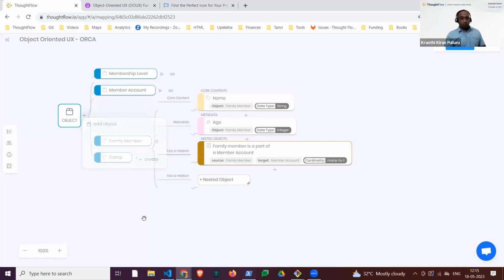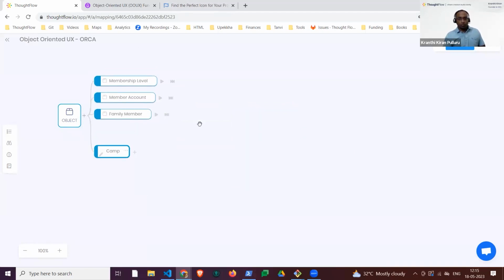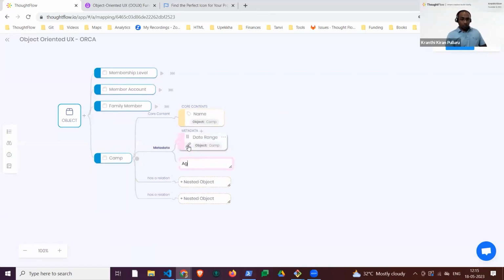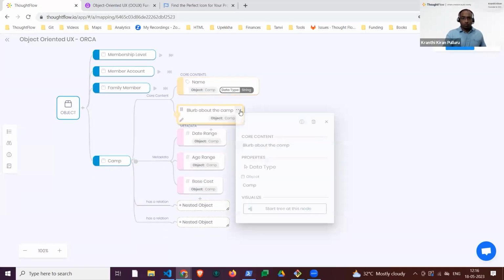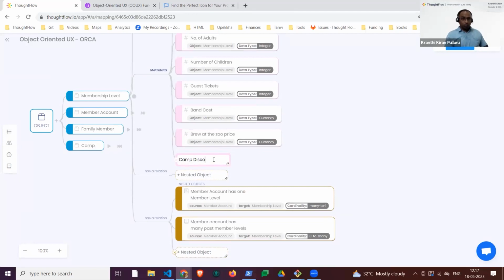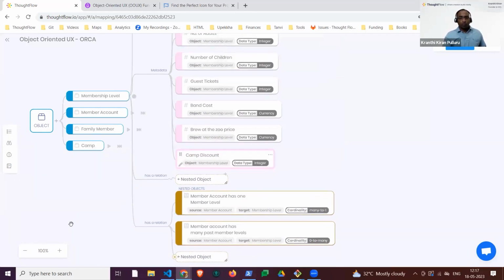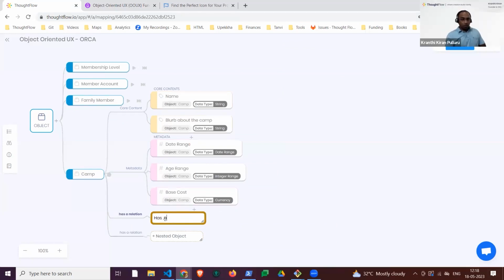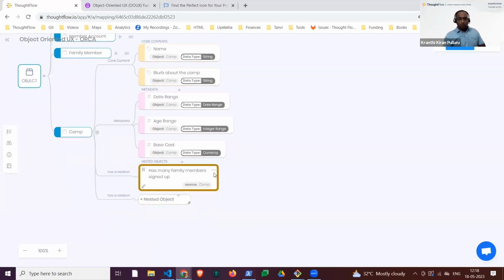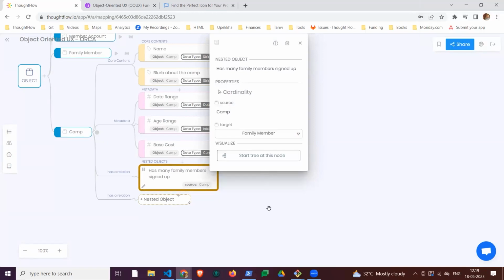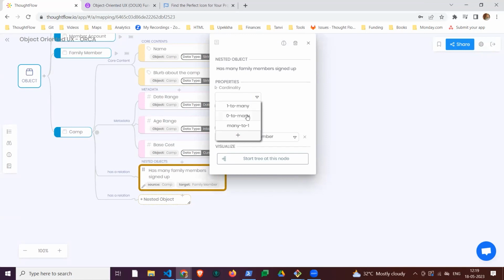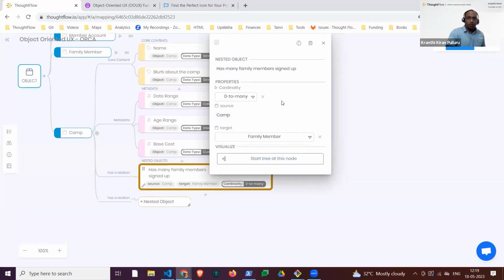And now we can add the camp in here and start mapping that out. What is the structure of a camp? It has a name, an age range, and a date range: when is the camp happening? It has a base cost and a little blurb about the camp. Now we can start connecting the dots too. At a member level, we're going to show your camp discounts. And then the camp is going to have many kids that have signed up for it, and we're going to be able to see these are the kids that are at different member levels, based on their parent member account. So this can be a huge help for the people managing these summer camps, which is a big part of the business of Zoo Atlanta.